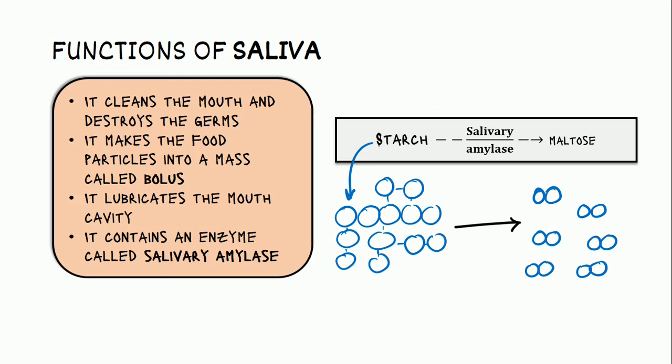So we have completed the mouth part of the digestive system. In the next part of this chapter, we will study the next structures, that is the food pipe, the stomach, the small intestine, and many other things.